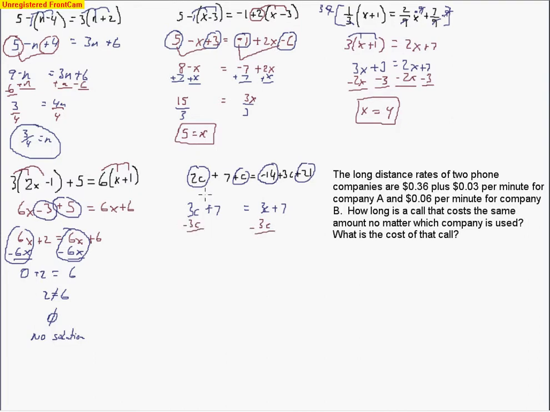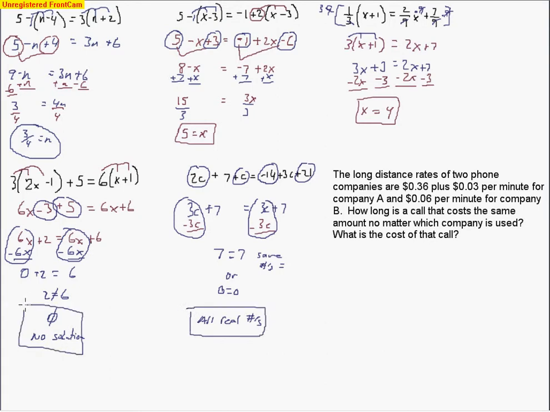Well, again, I'm getting the c's to all cancel. These c's are canceling, these c's are canceling as well, but this time I end up with 7 equals 7. Or, if I had gone further, I would have ended up with 0 equals 0. When the two numbers are the same, so we have the same numbers equal, that's when we have all real numbers as a solution. And so all real numbers mean every single number, any number could go inside for c in this case, and we get a true solution.